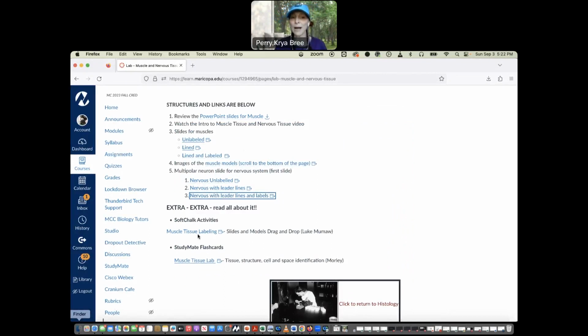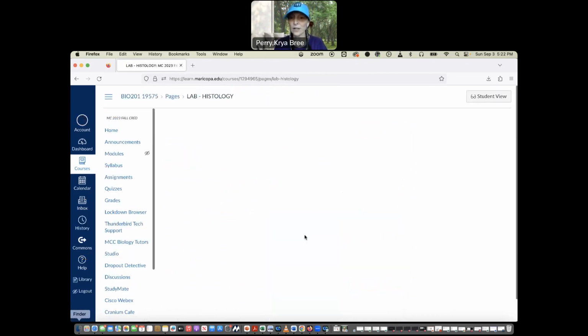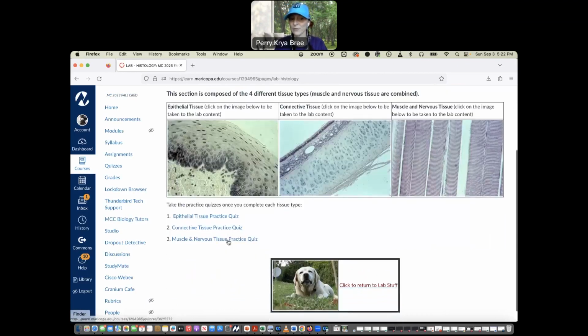So please keep in mind that you do have soft chalk labeling activities. Please do those. They're super helpful. And then you also have StudyMate flashcards. So make sure you do those. They're really helpful. And then if you go back to, return back to histology, again, don't forget to take the practice quiz down here, okay?